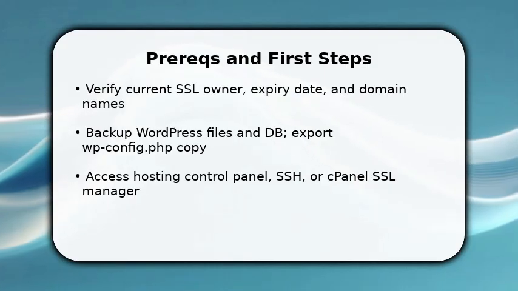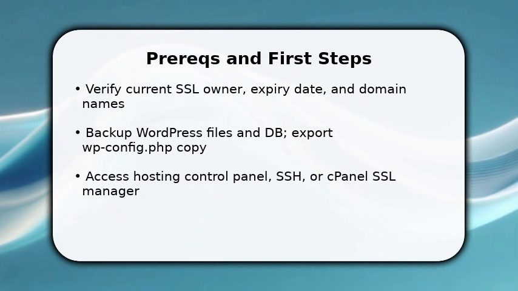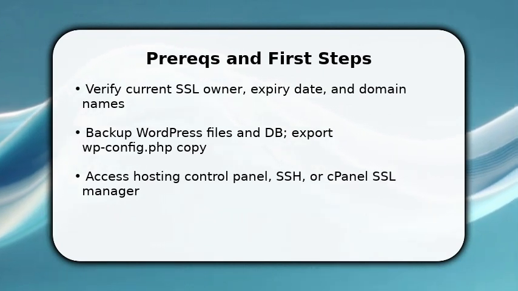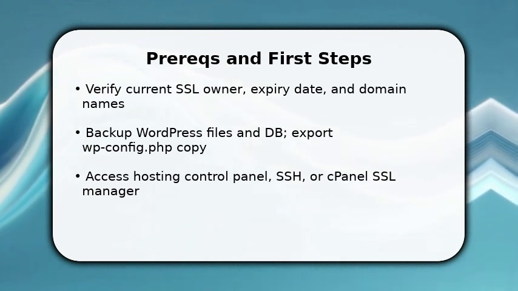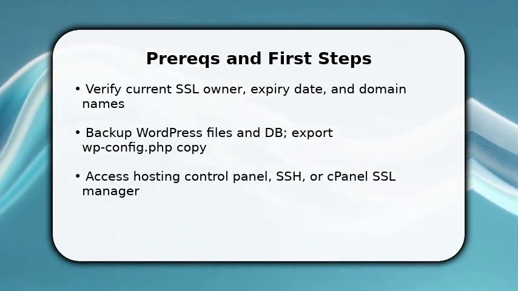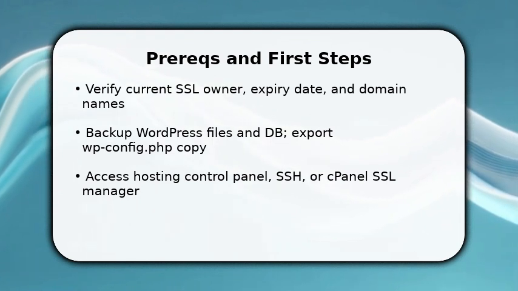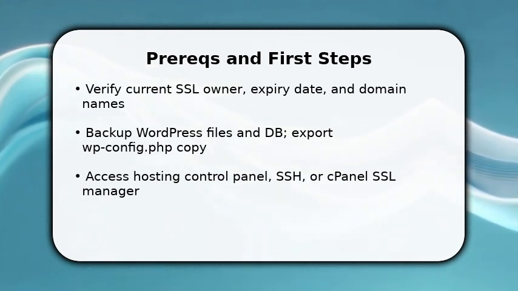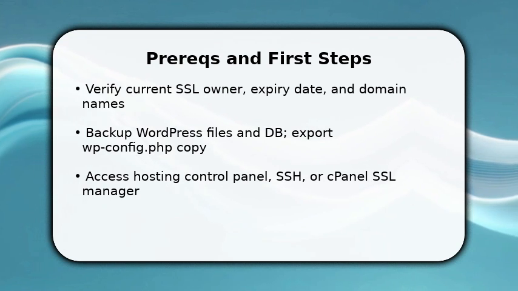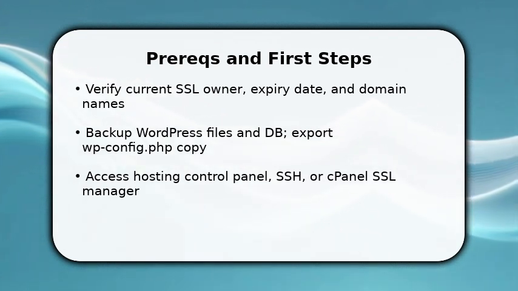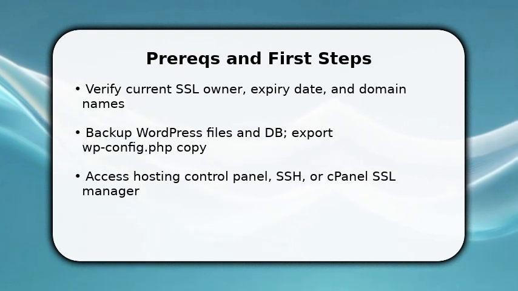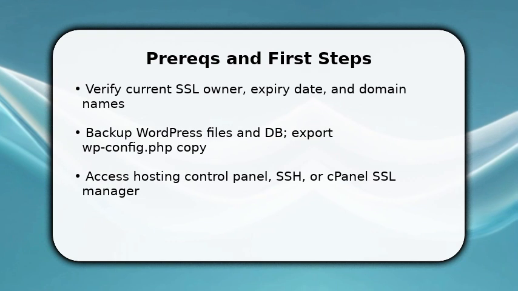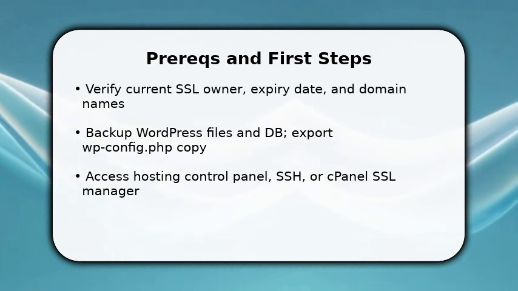You start by confirming prerequisites. Check who issued the certificate, the exact domain names covered, and the expiry date so you know what to replace and why. Once done, back up your WordPress files and database. A corrupt cert install can break the site. Make sure you have access to your hosting control panel, SSH or cPanel SSL manager, and the private key or CSR used originally. These items let you request or install a new certificate without downtime.